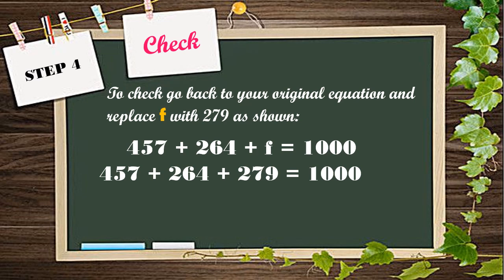457 plus 264 plus 279 is equal to 1,000. Is it true? Let's compute. 457 plus 264 plus 279 is equal to 1,000. 1,000 is equal to 1,000. Therefore, our answer is true.